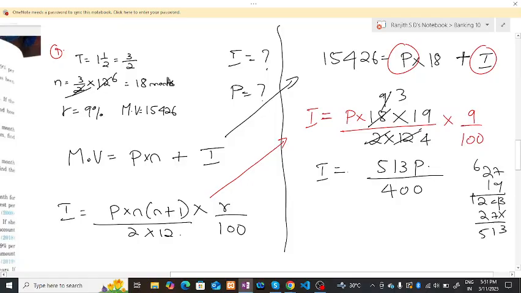What's the value of I, students? All of you got 513p divided by 400, or is it different? 9 threes are 27. Yes, completed till here. Now we have the value of I. This I we have to substitute in the first equation.